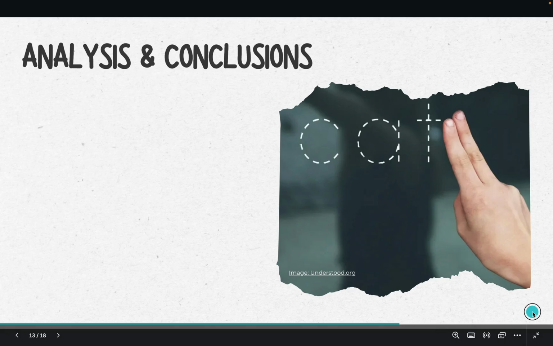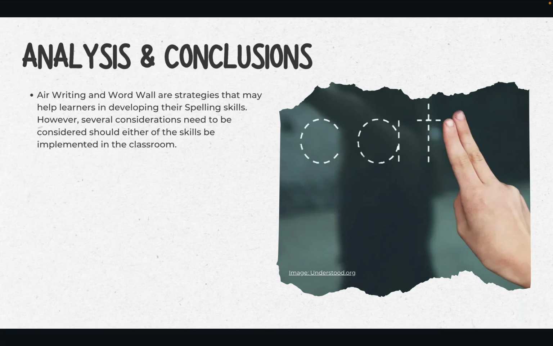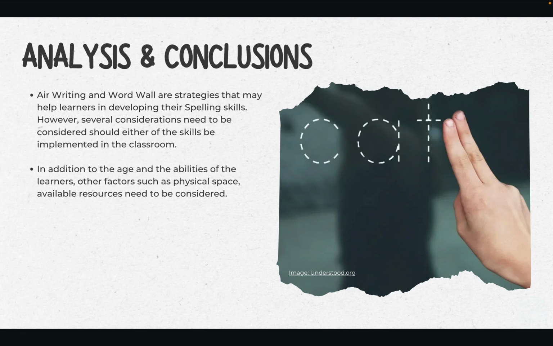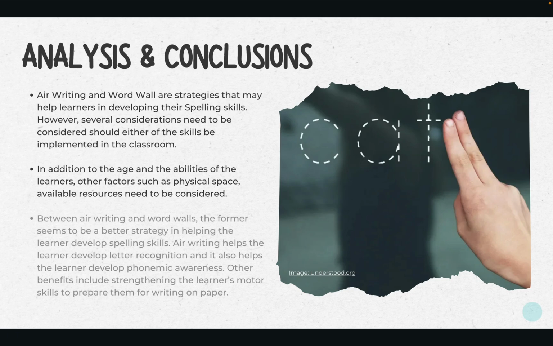So, moving on to analysis and conclusions, first, air writing and word wall are strategies that may help learners in developing their spelling skills. However, several considerations need to be considered should either of the strategies be implemented in the classroom. In addition to the age and abilities of the learners, other factors such as physical space and available resources need to be considered. Between the two, air writing seems to be a better strategy in helping the learner develop spelling skills. Air writing helps the learner develop letter recognition, and it also helps the learner develop phonemic awareness. Other benefits include strengthening the learners' motor skills to prepare them for writing on paper.